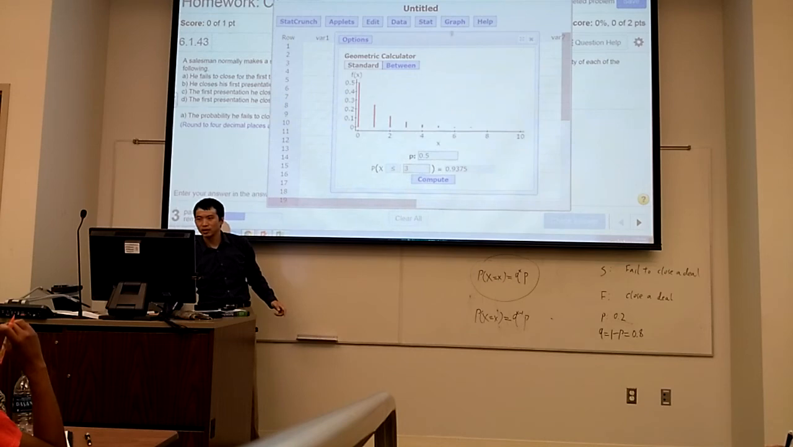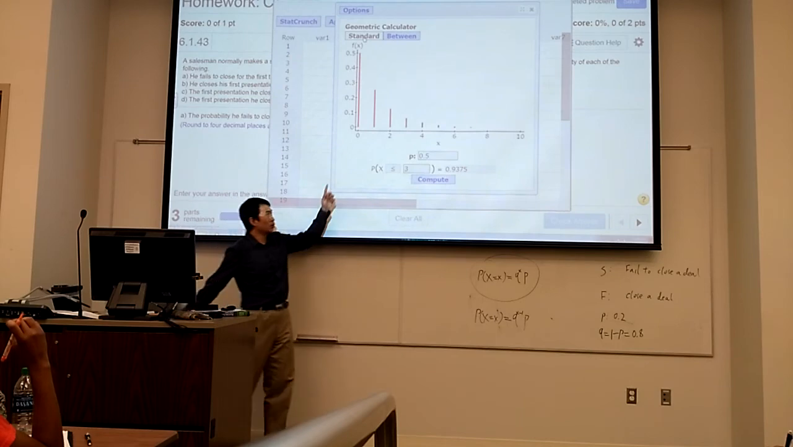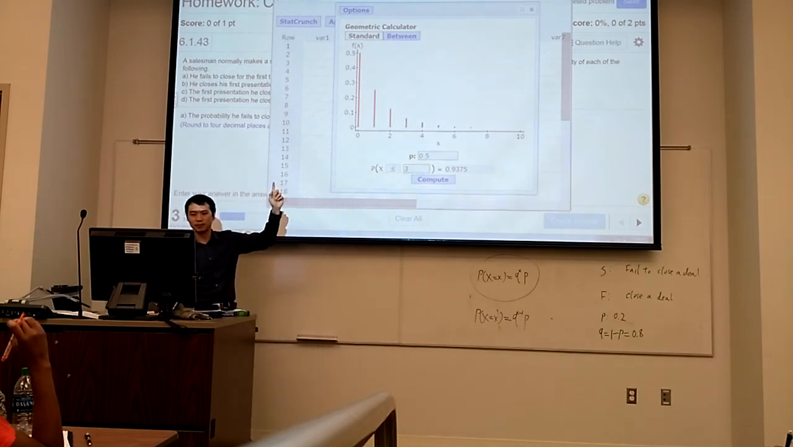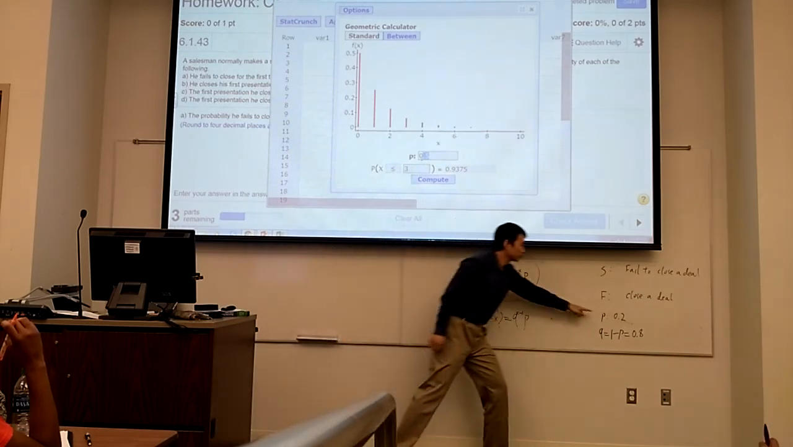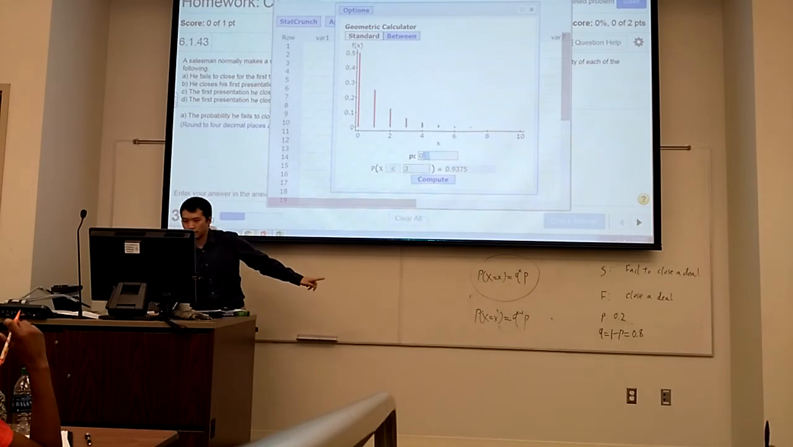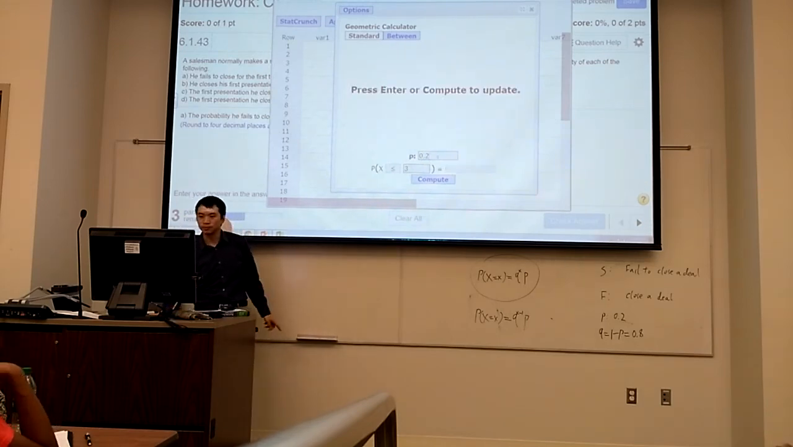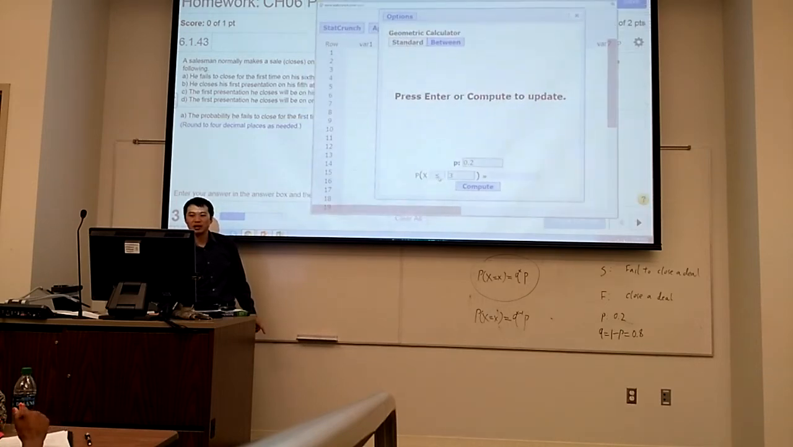So this is the interface you will get. But here, let me use this standard for now. So first one, you need to input the parameter, the P. Here's your P. Okay? It is 0.2. Okay? And what is the question? The probability he fails to close the deal for the first time on his 6th attempt. On the 6th attempt.